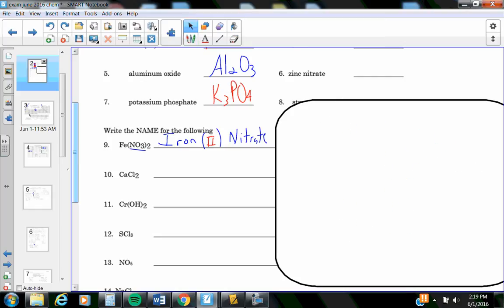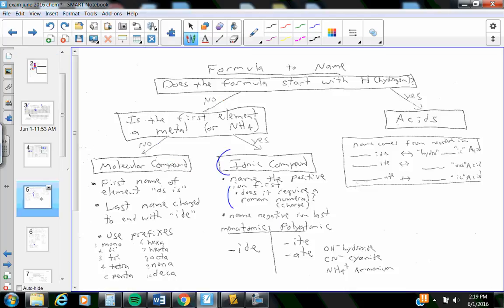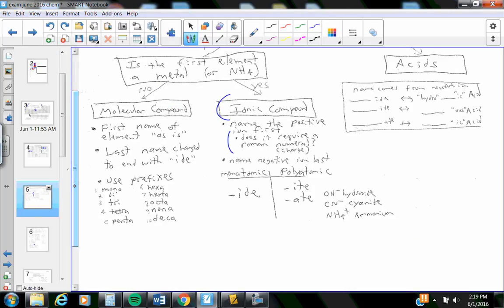Next one, does it start with H? No. Does it start with a non-metal or a metal? Ca is a metal. It's called calcium. So its last name simply is just... so it's not a molecular in this case, it's an ionic. Its last name ends with "-ide", that means it's monatomic. We find it on the non-metal "-ide" side.